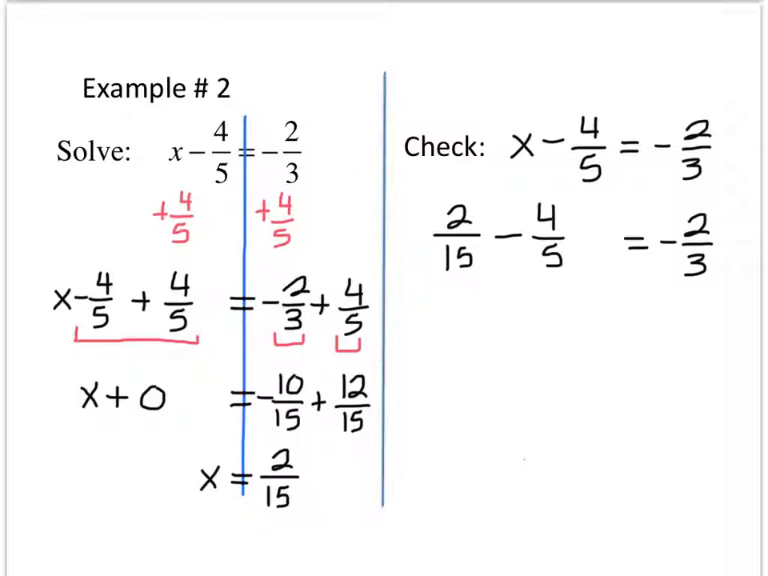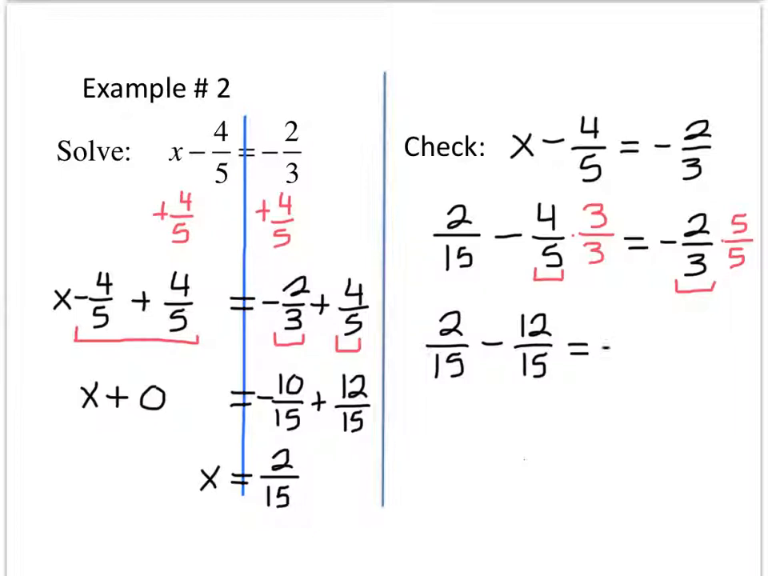And I think it's going to be a little bit easier to check if I once again make all my denominators the same. So I will again want to make the 5 and the 3 both into 15. So I'm going to multiply the 4/5 by 3 over 3, the 2/3 by 5 over 5, and that's going to give me this new equation, 2 over 15 minus 12 over 15 equals negative 10 over 15.